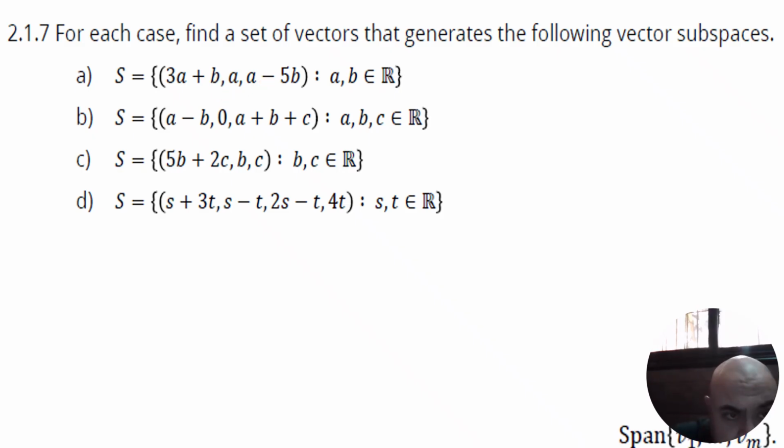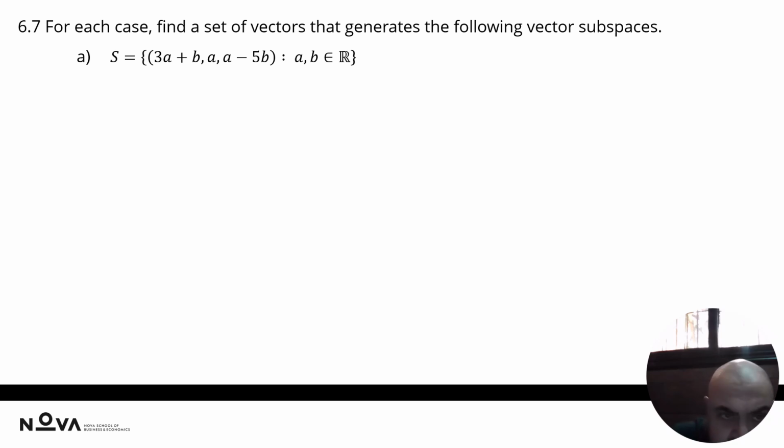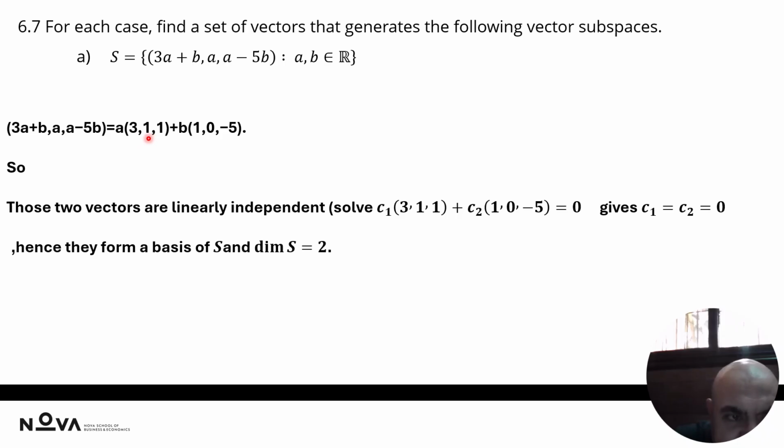Let's do the first problem, and the rest will be exactly the same. The first problem, I have 3a plus b, a, a minus 5b. So I look at the first component, which contains a and b. The second component contains a only. The third component contains a minus 5b. Then I will try to separate the a by itself and the b by itself. It's going to be 3a in the first component, a in the second component, and a in the third component, and that's for the first vector.